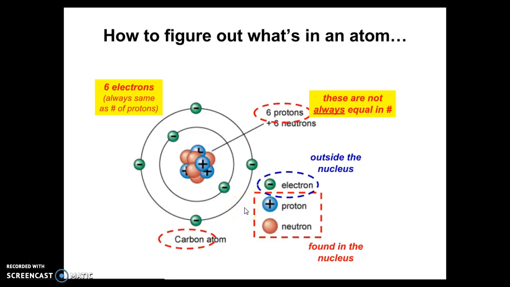Another important thing to remember, if there are 6 protons, you know it has to be a carbon atom. The number of protons, also known as the atomic number, defines what type of element or what type of atom you've got. So the number of protons is also known as the atomic number. We'll come back to that.